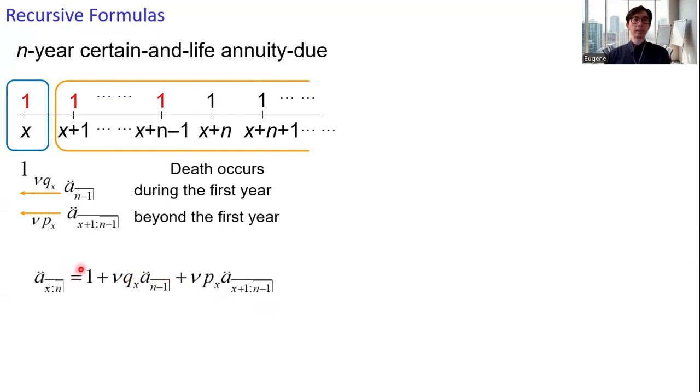The first term is the present value of this one. The second term, A double dot angle n-1, discount back, and multiply by the probability that the individual dies within the first year, Qx. And then the last term.